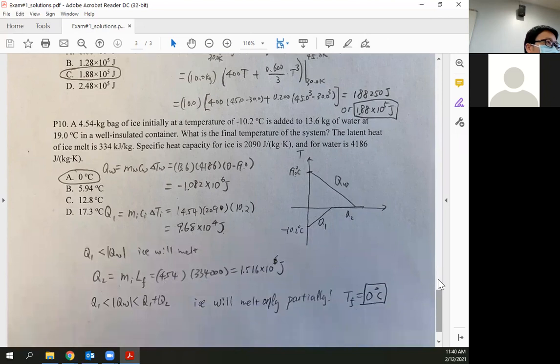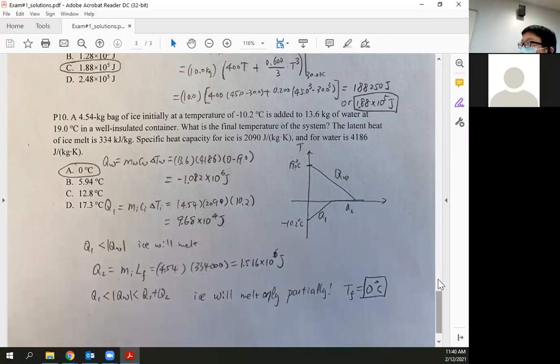Number 10, there's one problem in the homework similar to this one. So you have water and ice mixed together. You can calculate the amount of heat for the water to go to 0 and then compare it to the amount of heat to bring the ice to 0. So first you calculate those two heats, you figure that this one is less than that. So then ice will melt.